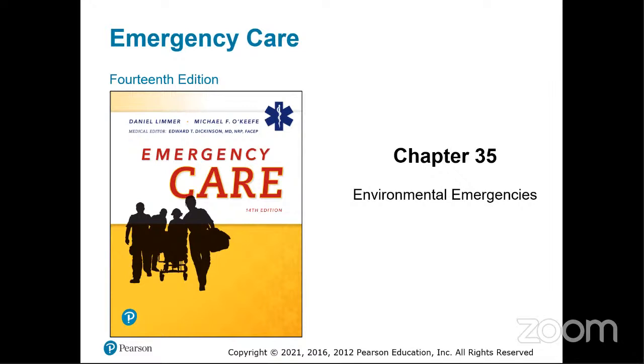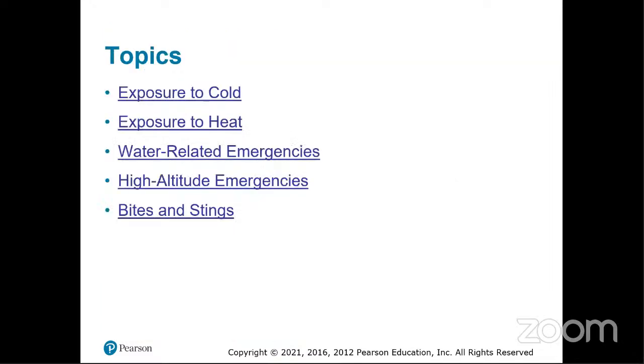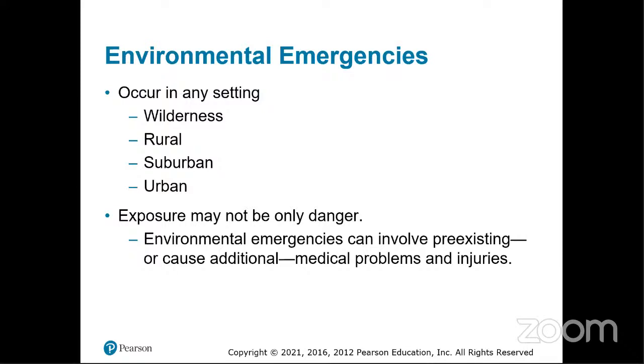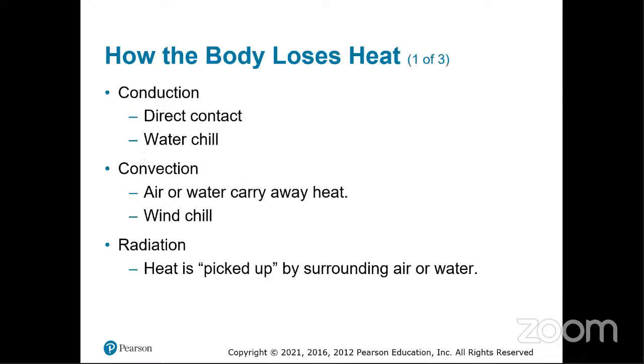So topics we're going to cover: exposure to cold, exposure to heat, water-related, high altitude, and bites and stings. Environmental emergencies can occur in any setting. It can be wilderness, rural, suburban, or urban. Exposure may not be the only danger. Meaning they can have a pre-existing condition or it can cause additional medical problems. So somebody that has an underlying heart condition, if they get stung by a bee, is going to exacerbate that and make it worse.